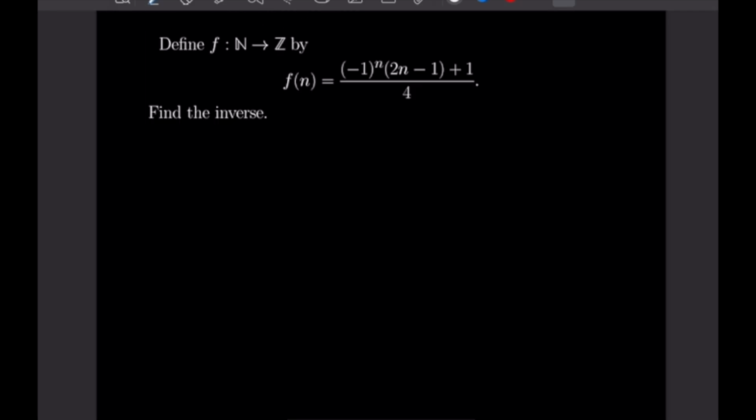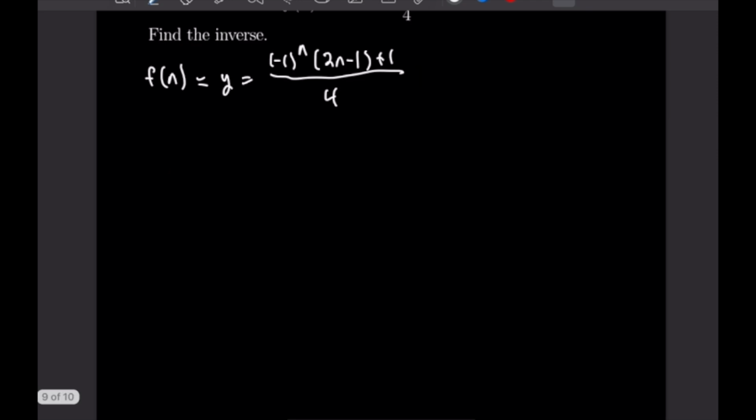So for this one, we're going to define a function f from the natural numbers to the integers by the following. We will have f of n is equal to (-1)^n times (2n minus 1) plus 1, all over 4. And we want to find the inverse. Now we're going to do this using our standard high school way to find an inverse. We are going to set f of n equal to, let's just say, y, which is of course equal to our function (-1)^n times (2n minus 1) plus 1, all over 4. And then we are going to swap our y's and our n's and solve for y.